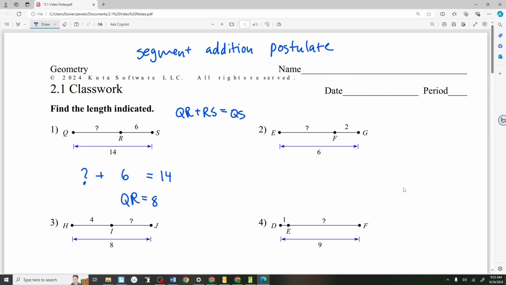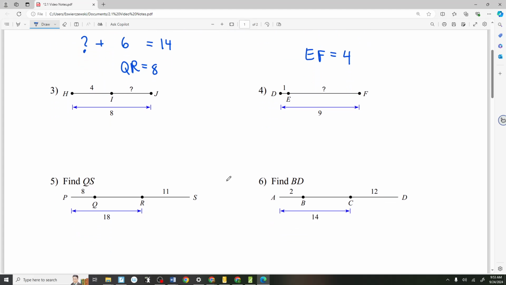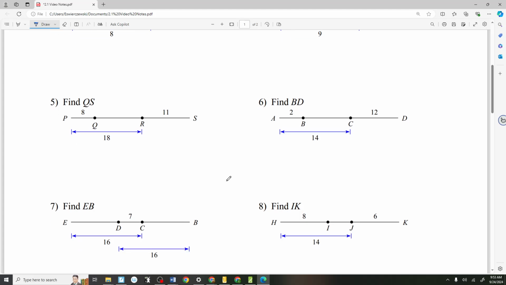Same thing here. Total distance is 6. We have EF and FG. We know FG is 2. We're trying to find this distance, which we can do in our head. That's going to be 4, right? Because 4 plus 2 is 6. All right, so the first few are kind of easy like this, and the assignment I gave you in class is going to be similar. So I'm going to move down to number 5, where it gets a little bit trickier.